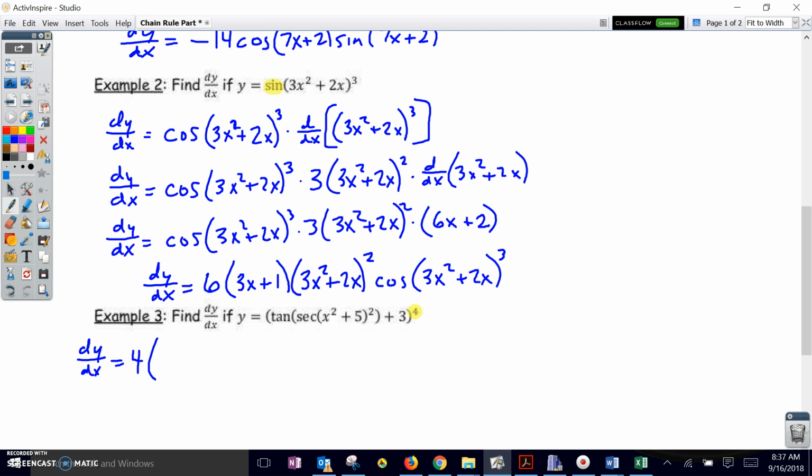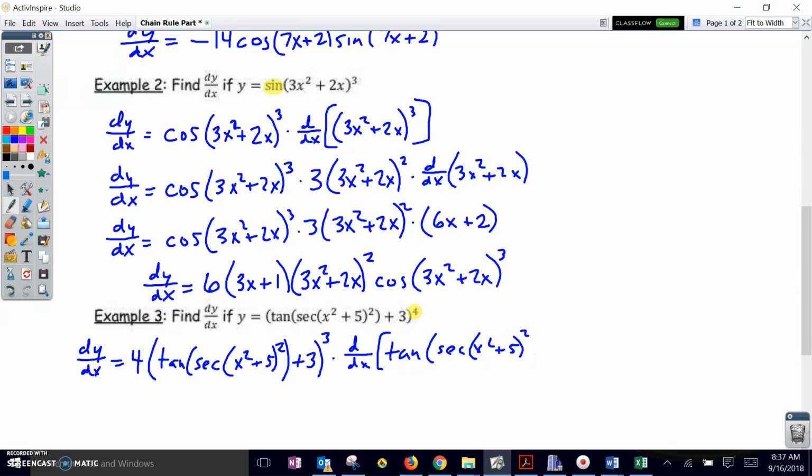4 times the quantity tangent of secant of x squared plus 5 to the second plus 3 quantity cubed times the derivative of tangent of secant of the quantity x squared plus 5 quantity squared plus 3.